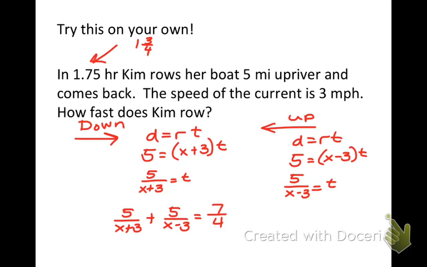The total time, so adding the 2 times together, is equal to 1 and 3/4 hours. So 1 3/4 as an improper fraction is 7 over 4. And then we would just solve it like we would normally solve it. This would need a 4 and an x minus 3. Second fraction would need a 4 and an x plus 3. And then the 7 would need the x plus 3 and the x minus 3. Okay? So that's the first type of problem you're going to have to do. That's 33 and 35. Got it?